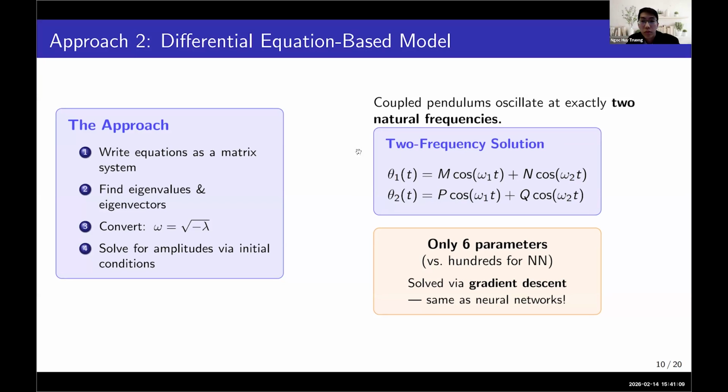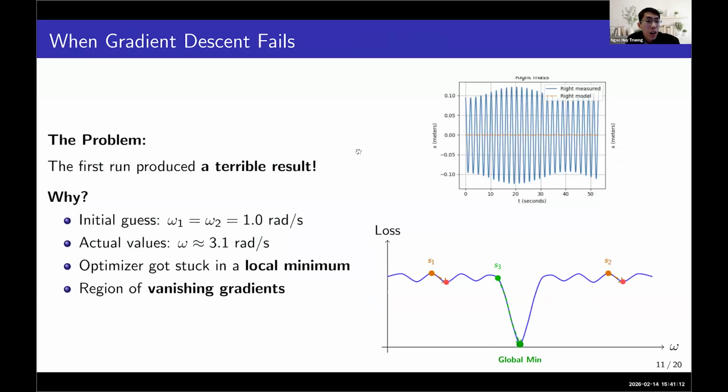So here we go. We set up the seed for all the runs so that students get the same result. And the first one produced a terrible result. You can see that this is the real data, and the model is just a straight line, basically. So it's really bad. And why is it happening?